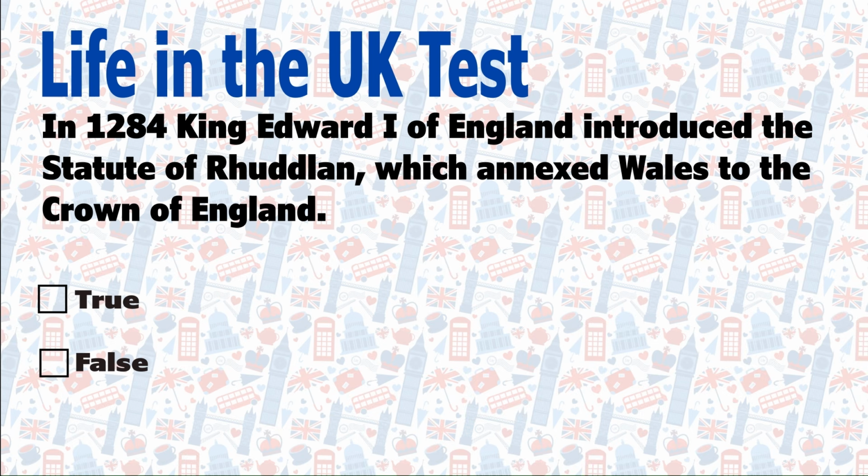In 1284 King Edward I of England introduced the Statute of Rhuddlan, which annexed Wales to the Crown of England. True or false? True. In 1284 King Edward I of England introduced the Statute of Rhuddlan, which annexed Wales to the Crown of England.